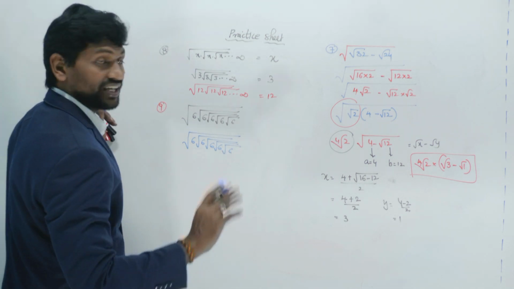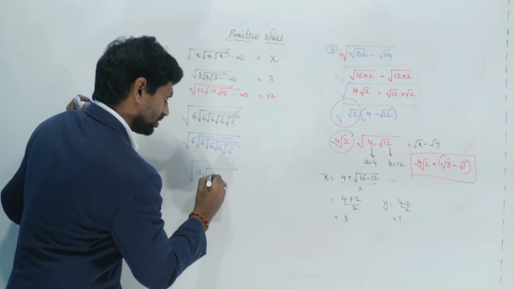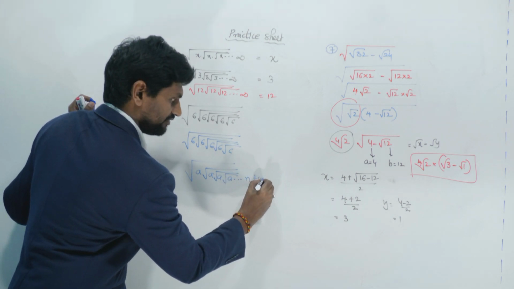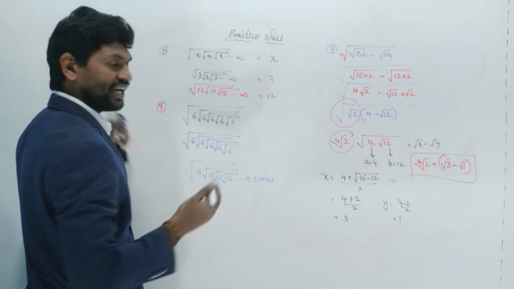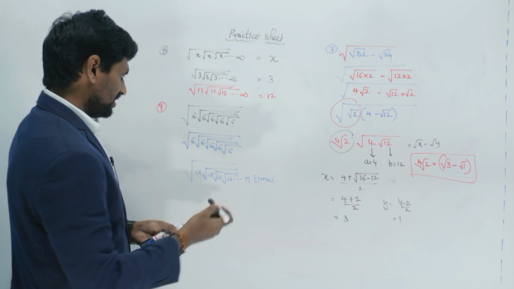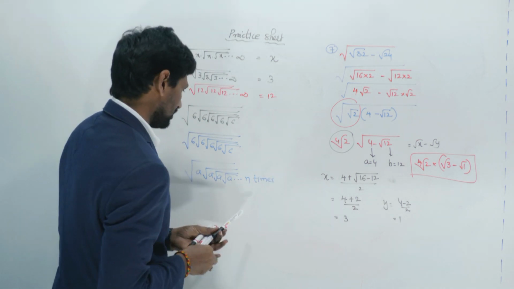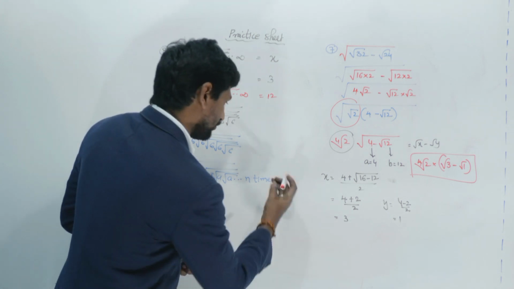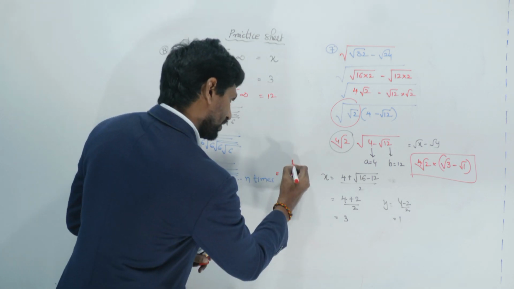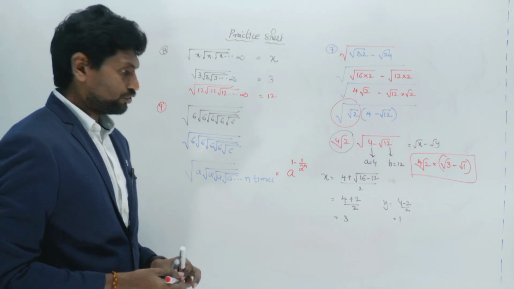Such types of numbers have a formula. For example, root over a into root over a into root over a up to n times. For infinity times we can directly write that a is the answer. But here for n times, the formula is a power 1 minus 1 by 2 power n.